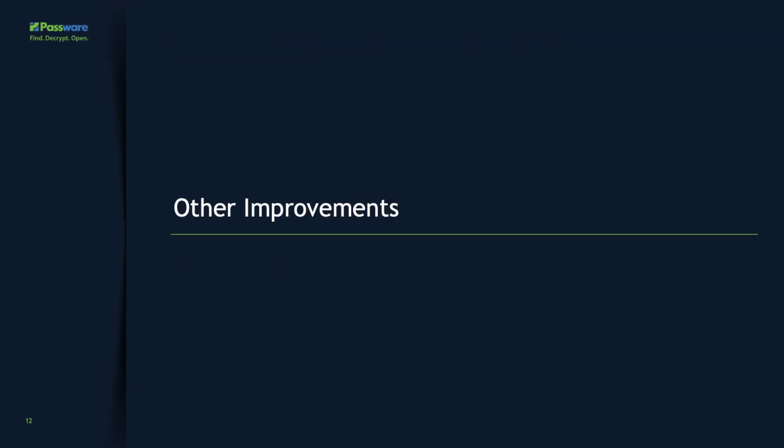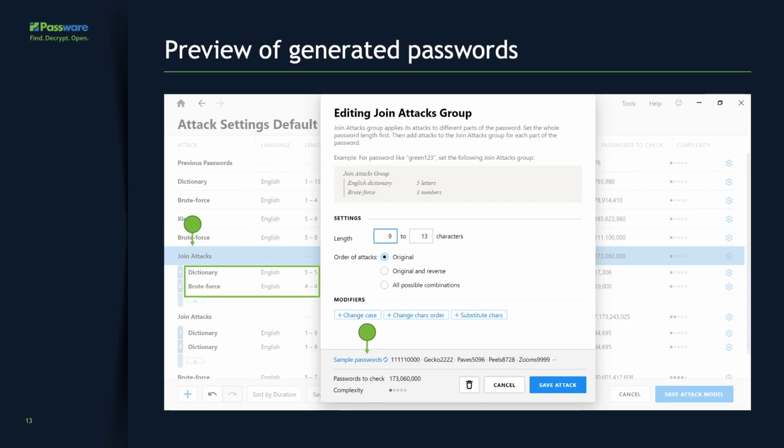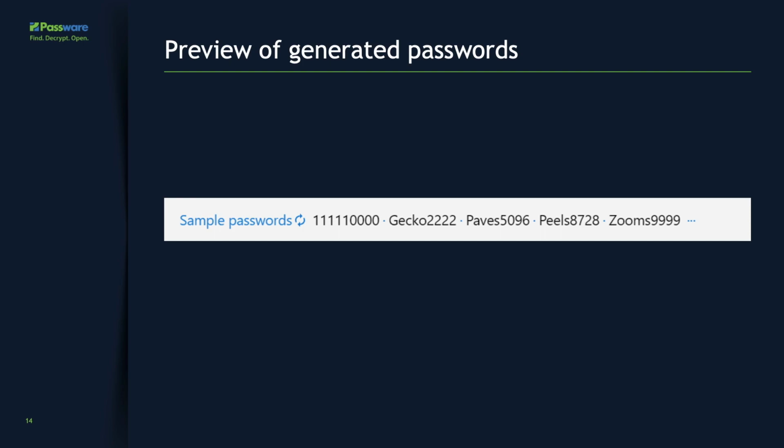Lastly, here are some other improvements that the team have included in version 2021 v1. The new version features an improved attack editor that shows examples of generated passwords and makes it easy to experiment with attack settings. Once the attack is configured, click Sample Passwords to see sample passwords that are generated by the attack.